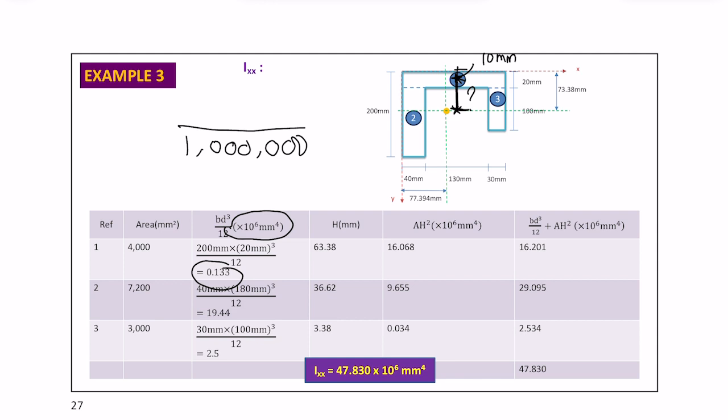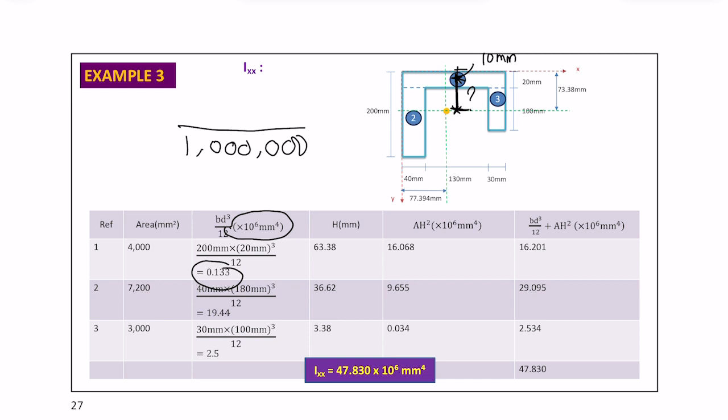The BD cube divide with 12 because this is a rectangular section. B is 40 mm and D is 180 mm. Because from here to the bottom is 180, 200 minus 20 mm. Power of 3 divide with 12, you will get 19.44 times 10 power of 6 mm power of 4.